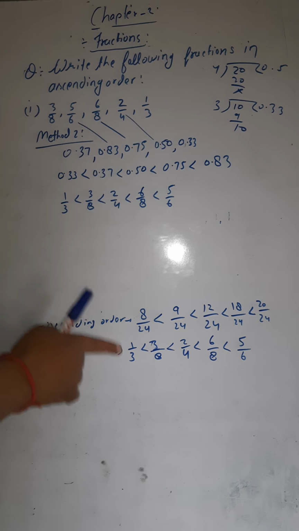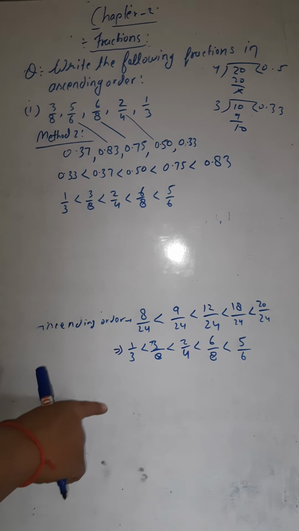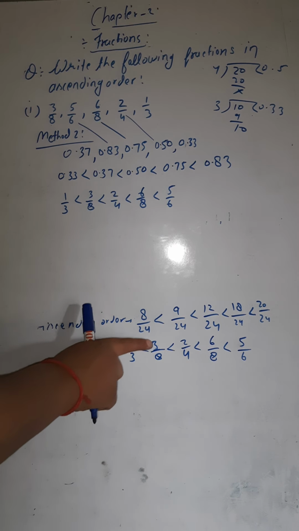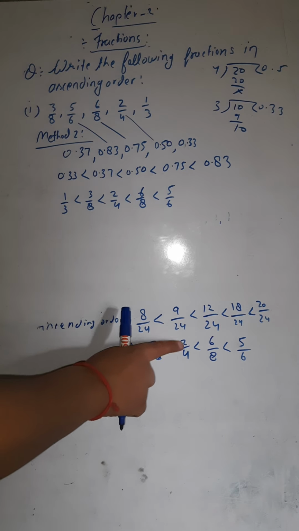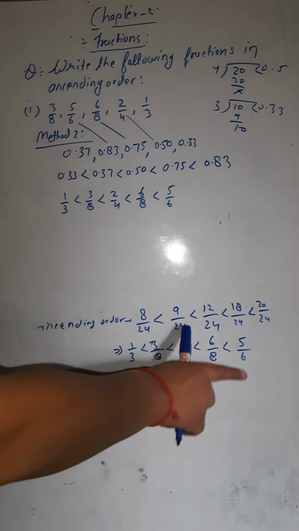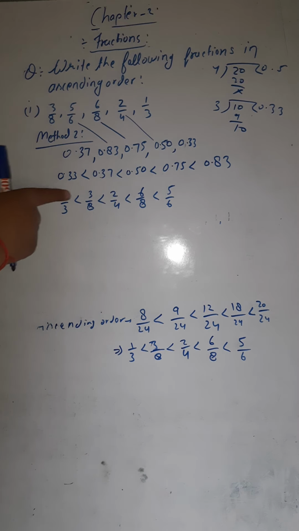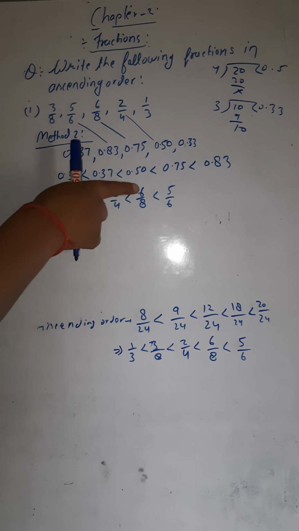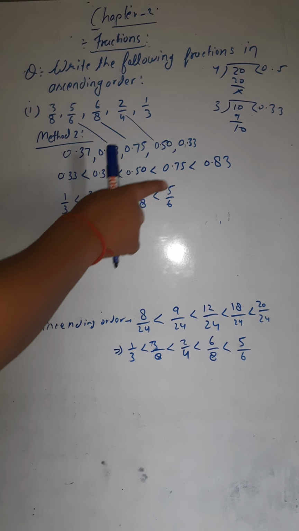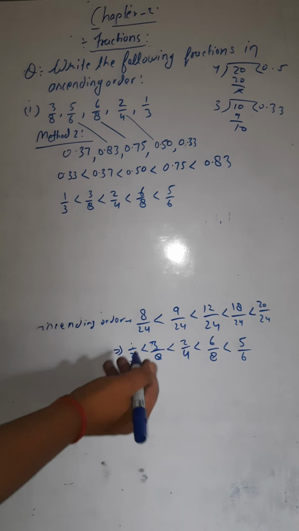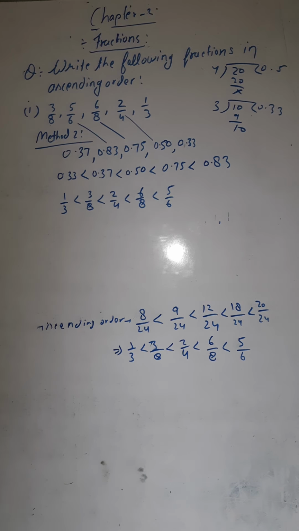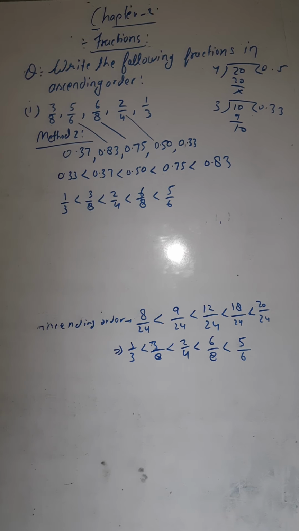Now you can check the answer here also. In the previous method, the answer was 1 by 3 smaller than 3 by 8, smaller than 2 by 4, smaller than 6 by 8, smaller than 5 by 6. Same answer here also. So the greatest fraction was 5 by 6 and the least one was 1 by 3. So by both the methods we have the same answer, and it should be the same. Okay. So now you just keep doing the questions.